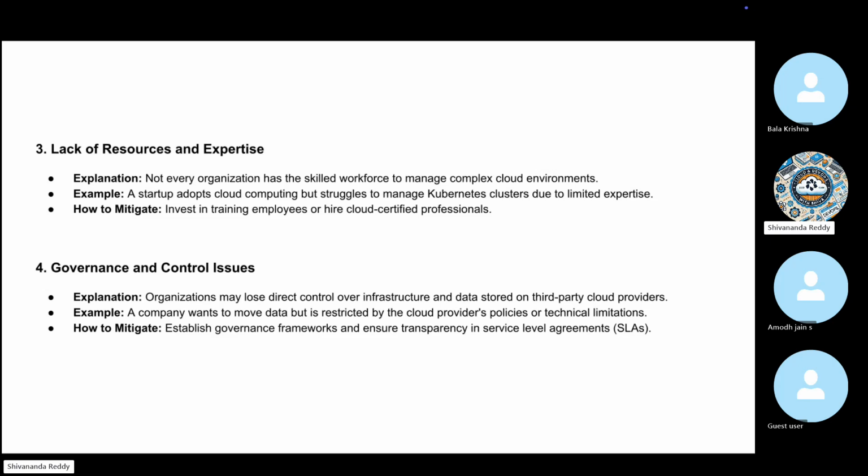Lack of resources and expertise. Not every organization has a skilled workforce to manage complex cloud environments. A startup adopts cloud computing but struggles to manage a Kubernetes cluster due to limited expertise. Invest in training employees or hire cloud-certified professionals. Suppose I want to use AWS, those who have completed an AWS course and are aware of how it works, only those people can work with AWS. Correct? Like that. Governance and control issues. Organizations may lose direct control over the infrastructure and data stored with third-party cloud providers. A company wants to move data, but it is restricted by the cloud provider's policies or technical limitations.